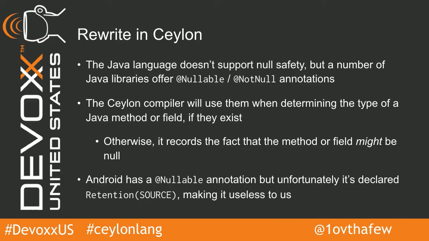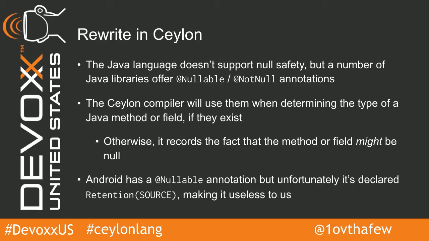So the Java language itself doesn't support null safety, but a number of Java libraries offer nullable, not null, non-null, et cetera, annotations, which you can use to try and introduce some null safety into your Java code. I particularly love everyone who uses these on their APIs, because the Ceylon compiler can look at them, and when it's assigning a type to these things from the point of view of the Ceylon code, it will see that these things are either nullable or not null, and can assign the correct Ceylon type, maybe Foo or Foo?, right?